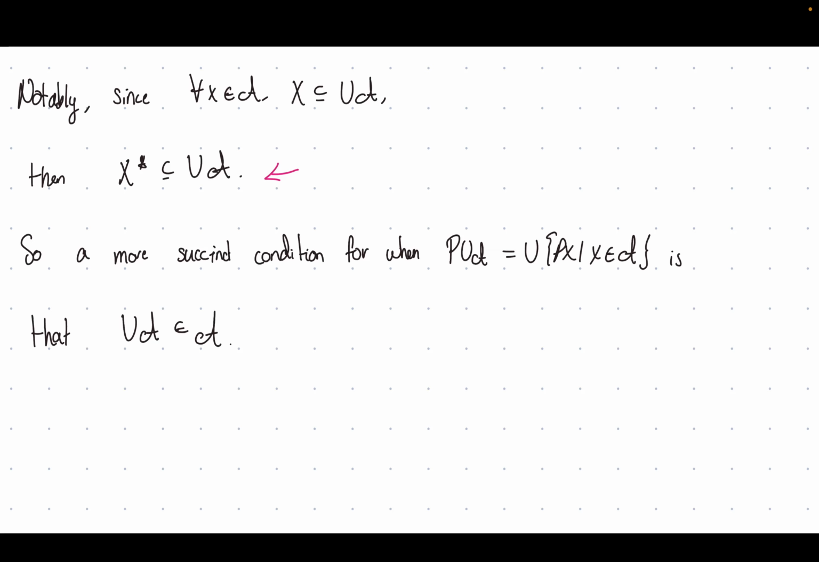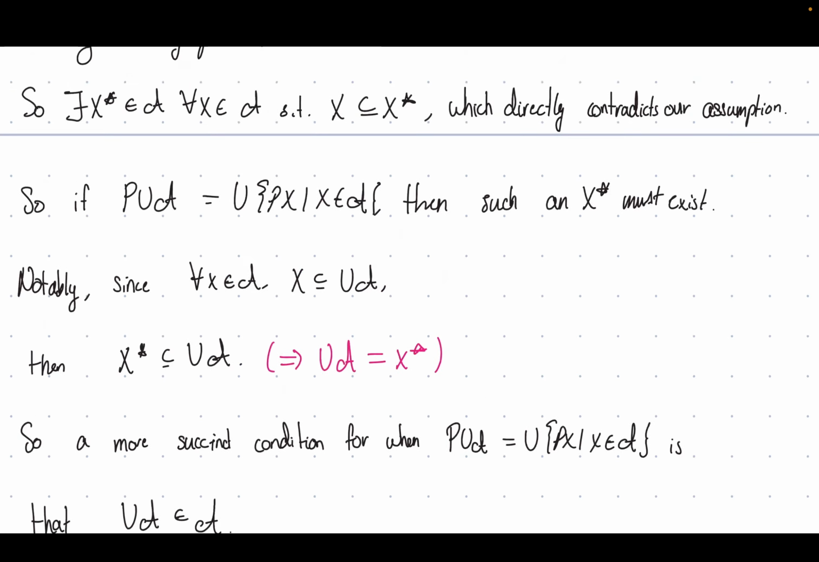Because this implies that the union of script A is equal to x star. If A is a subset of x star and x star is always a subset of the union of script A, then they have to be equal. So if there exists such an x star, then it has to be equal to the union of script A. So the union of script A has to be in script A, which is interesting. It's something I didn't know before filming this video. Anywho, that is the when does equality hold portion.